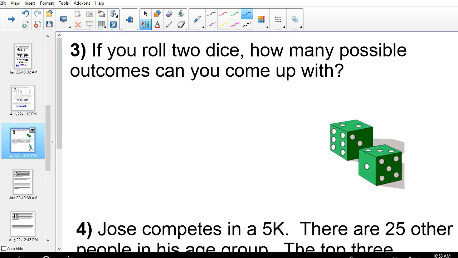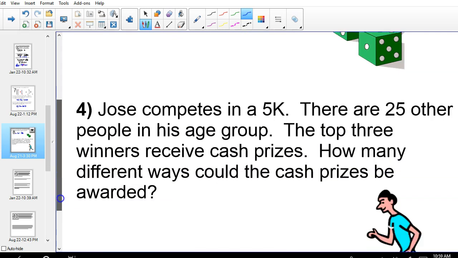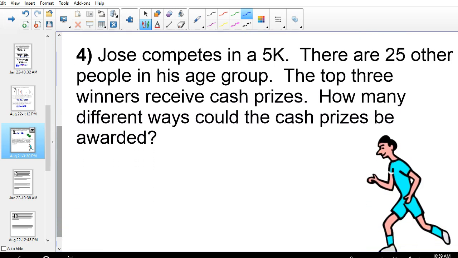All right. If you roll 2 dice, how many possible outcomes can you come up with? So you're rolling 2 dice. We've already done this sum, 6 times 6, which will give you 36. Okay. All right. Here's another one.